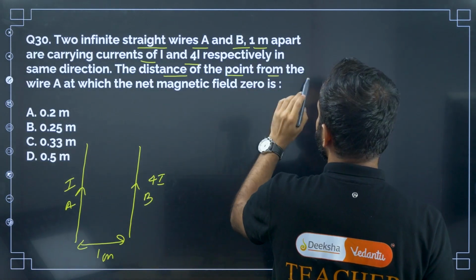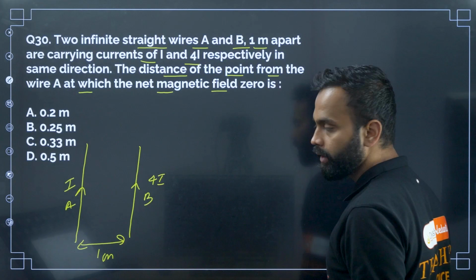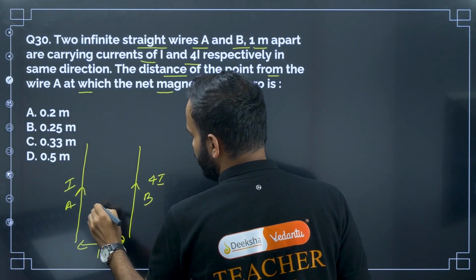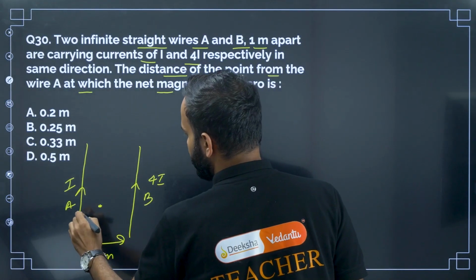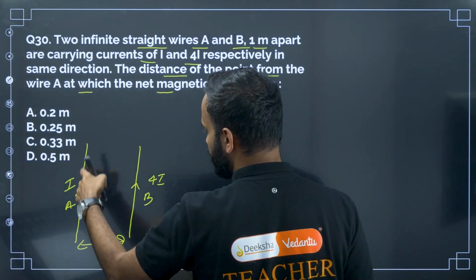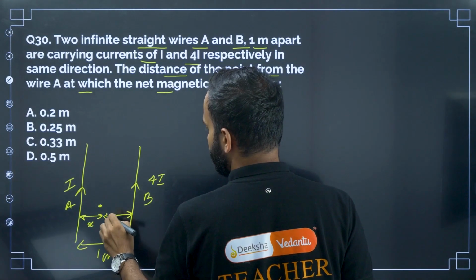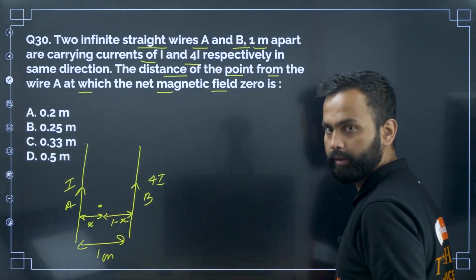We need to find the distance of the point from the wire A at which the net magnetic field is 0. So this is the point where the net magnetic field is 0. Let's say the distance from wire A is x and the distance from wire B will be 1 minus x.